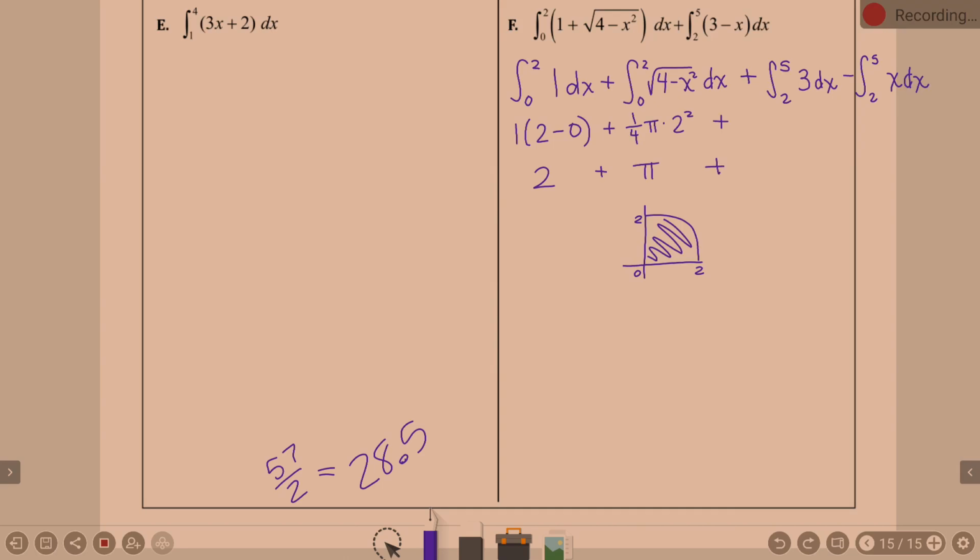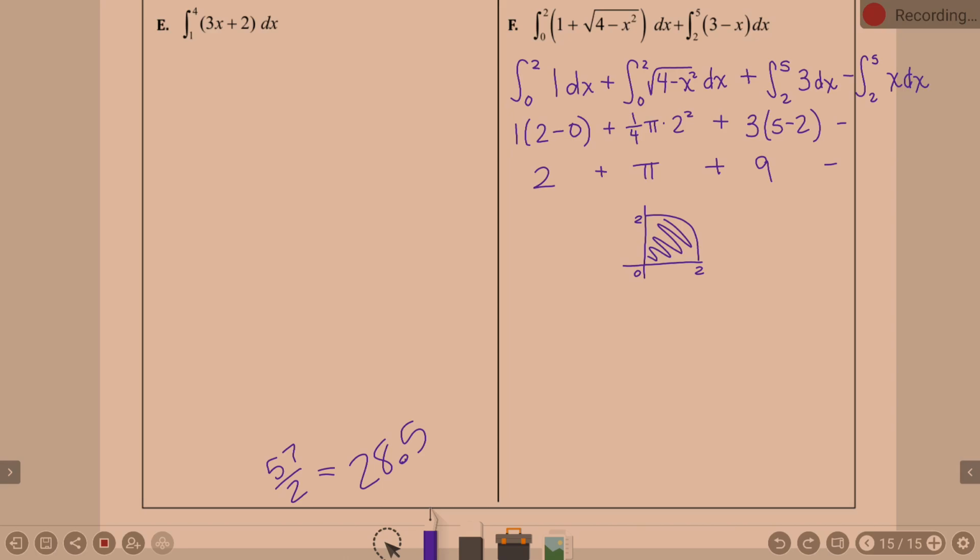Now this last part, you could graph 3 minus x. Totally fine with that. Or if we split it into 3, the integral from 2 to 5 of 3 is 9. 3 times upper minus lower, so 3 times 5 minus 2. 3 times 3 is 9. Okay, the integral from 2 to 5 of x.